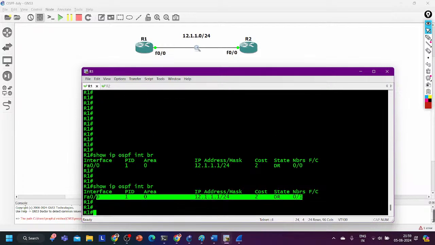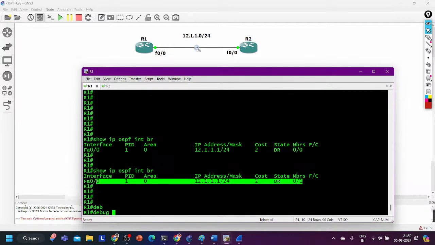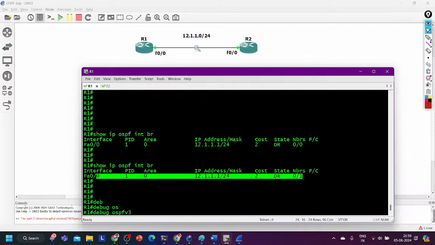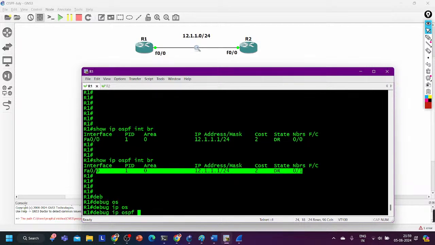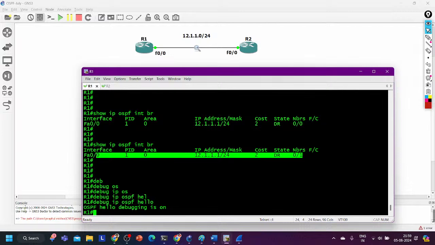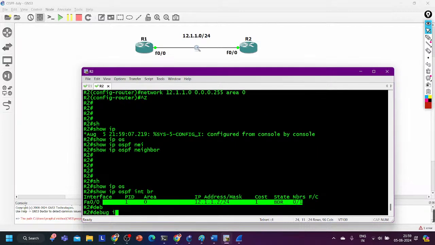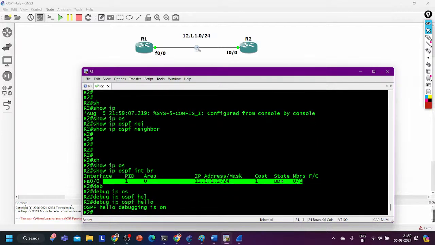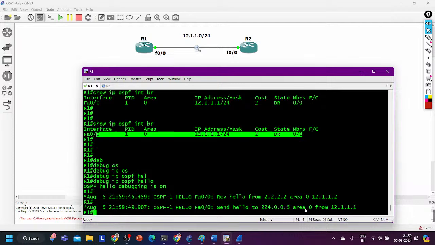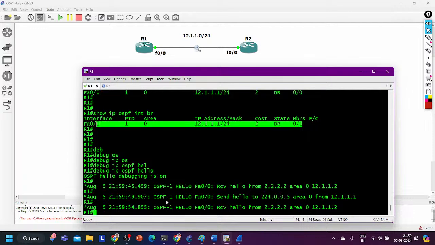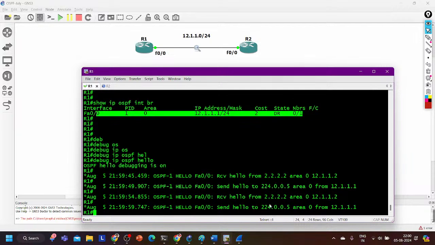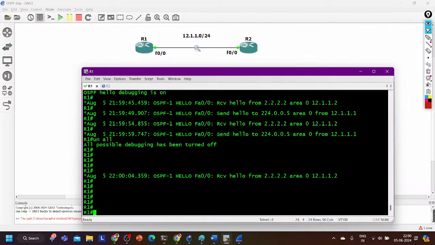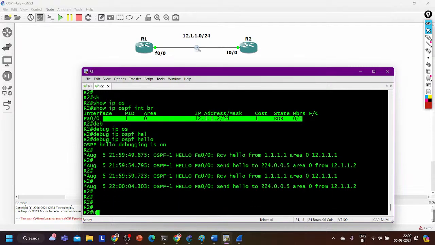But you can do one thing. You can debug hello message of OSPF. Debug IP OSPF hello on router number 2. See, are you able to see any MTU information here? No. There's no MTU information, right? So you need to find why neighborship is down.